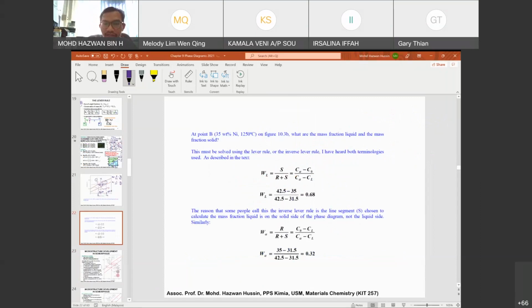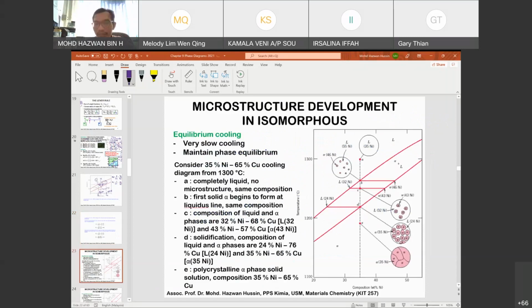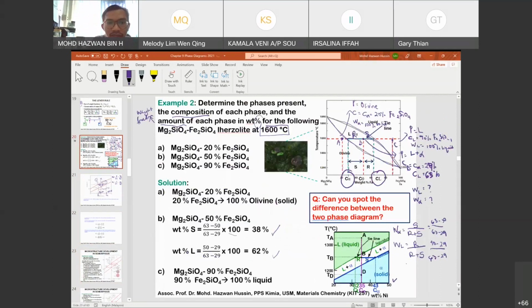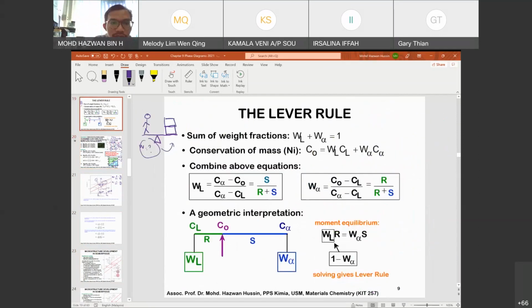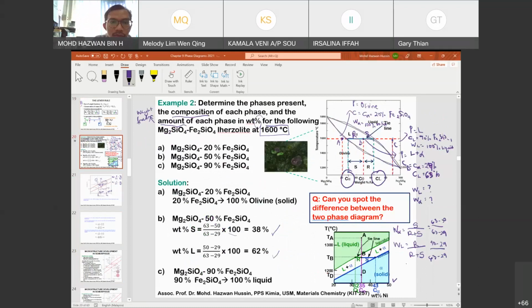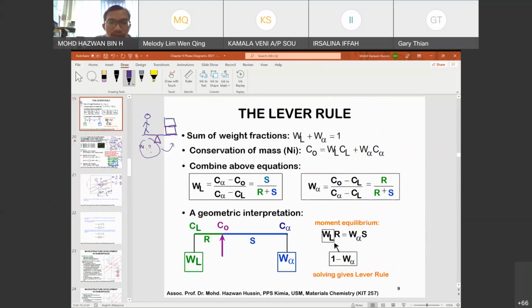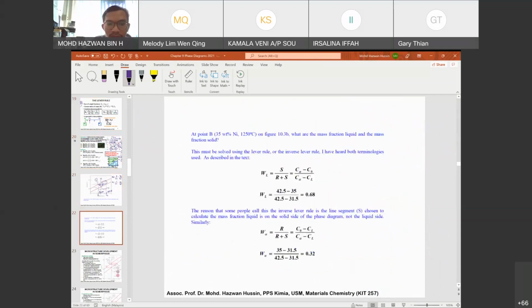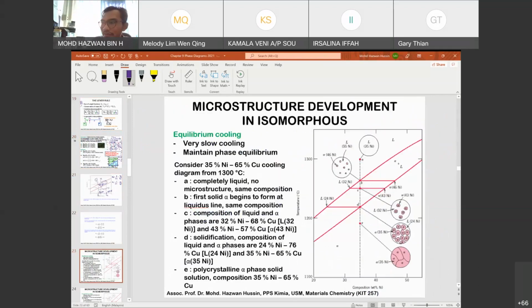Okay, all right. So probably the last slides for today before we end our lecture. I hope everyone has understood the basic concept of reading the isomorphous phase diagram and also how to determine composition, weight fractions, phase, and whatsoever. If you have problems, then you can come back. Remember, on Friday we are going to have a quiz. I will test you on how you can read the phase diagram of an isomorphous system, how to determine the weight fractions, and how to determine the composition and whatsoever.